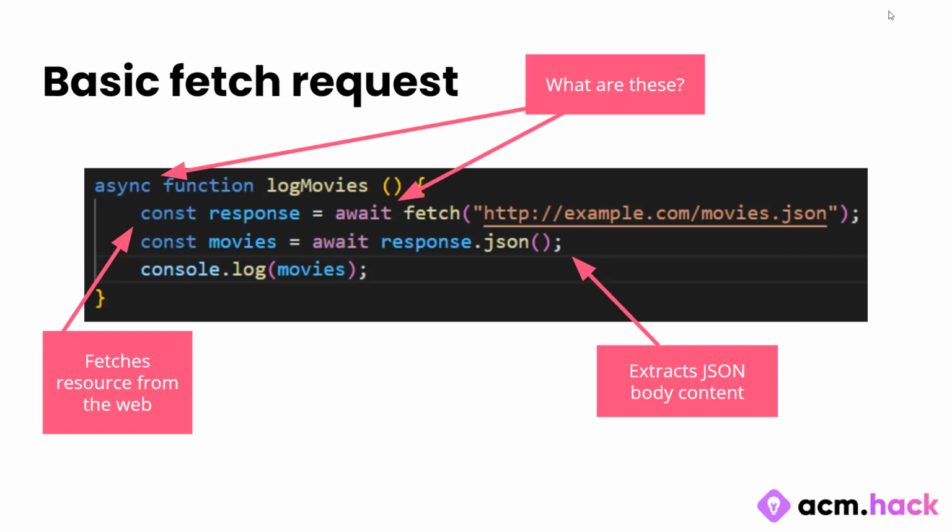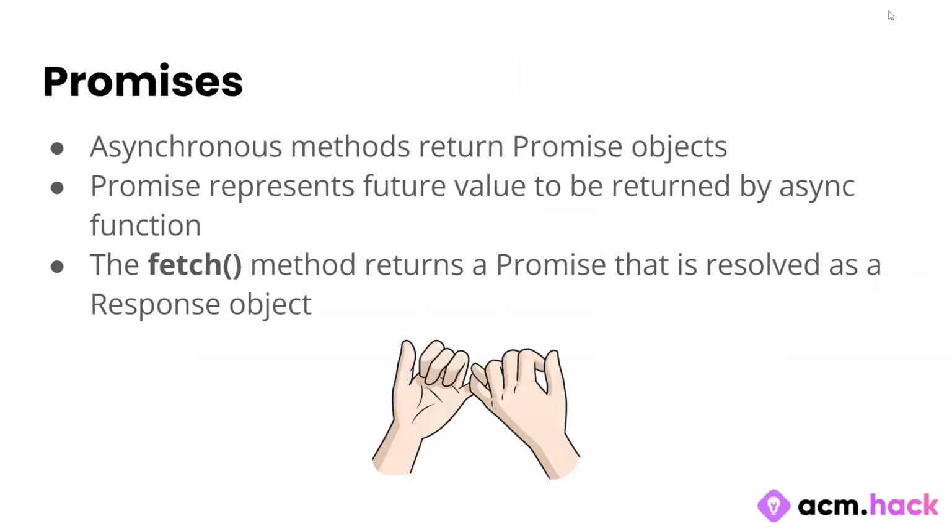There are a couple other aspects of this that are important, namely the async and await keywords. In order to understand these, we need to understand something called promises. A promise is an object that represents a future return of an asynchronous function. Honestly, it's kind of confusing, and I was confused when I first learned about it. It's basically saying that we don't have a value yet for what we're going to return, but we will in the future. The fetch method is an asynchronous function, and it returns a promise that is resolved with a response object.